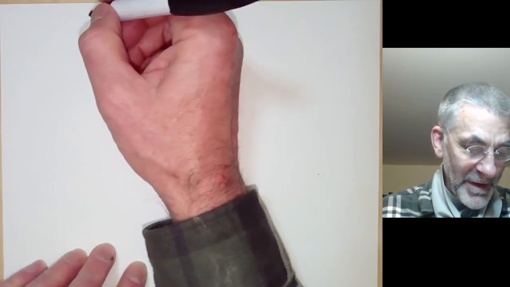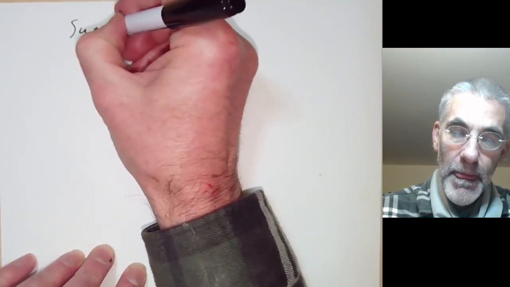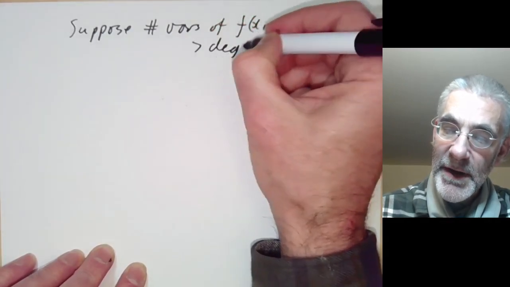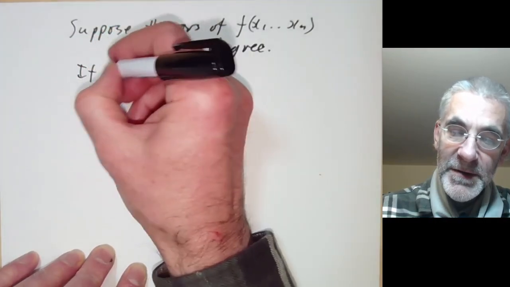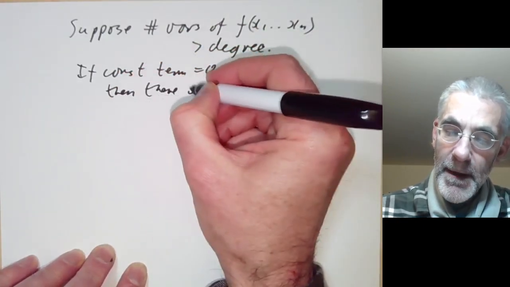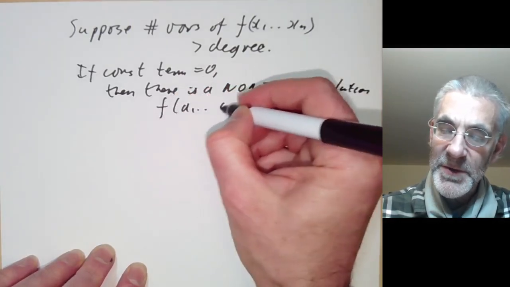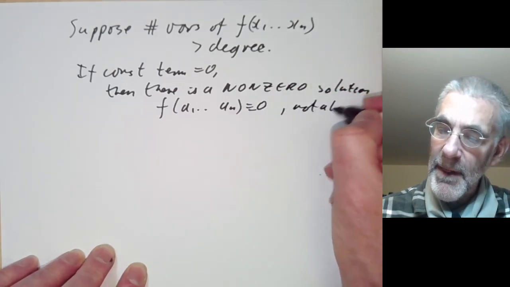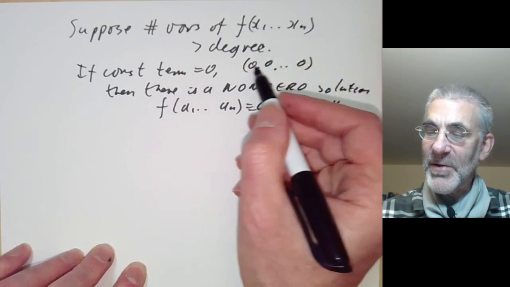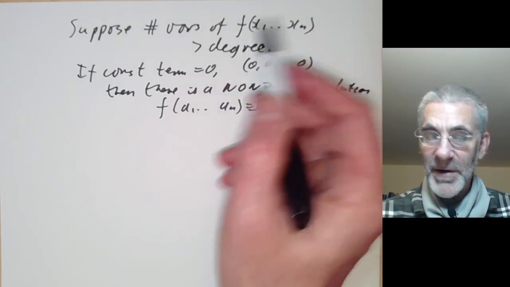What does the Chevalley-Warning theorem say? Well, one version of it says that suppose the number of variables of f, x1 to xn, is greater than the degree. If the constant term is equal to zero, then there is a non-zero solution. So by non-zero solution, we mean f of a1 up to an is equal to 0, with not all the ai congruent to zero. Of course, if the constant term is zero, then we have the zero solution with all the xi equal to zero. So when the constant term is zero, we're usually only interested in solutions that aren't identically zero.